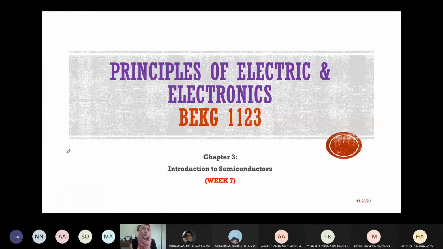I hope that you still remember in chapter 1 you learned about conductors, insulators, and also semiconductors. Basically, a conductor is a material that is very good at conducting current, while an insulator is a material that is very bad at conducting electricity or current. These semiconductors fall in between the conductors and the insulators. So it is not a very good conductor, but it is also not a very bad conductor.